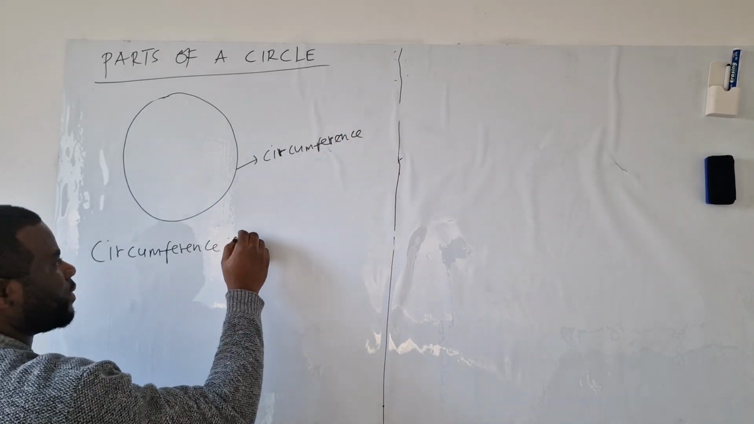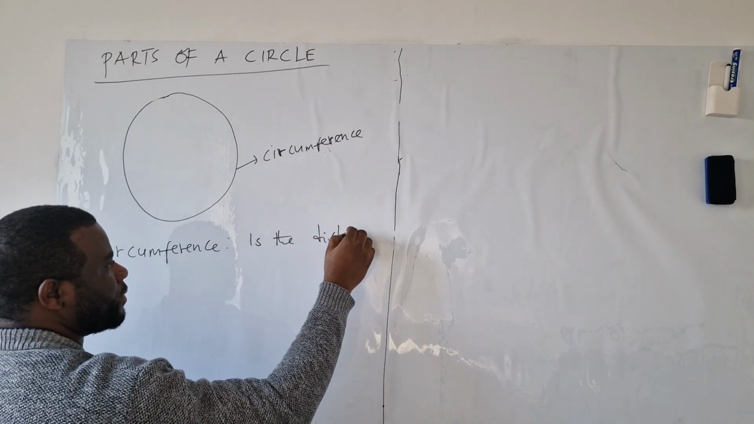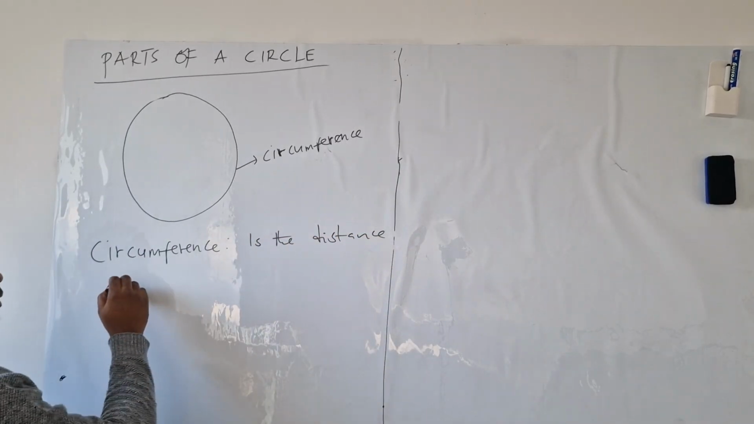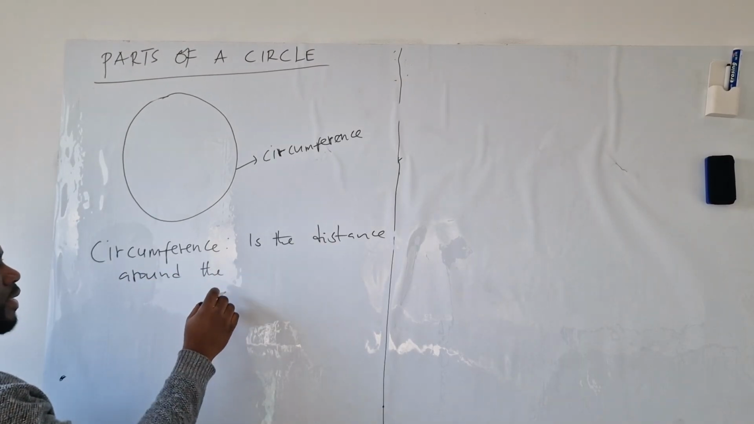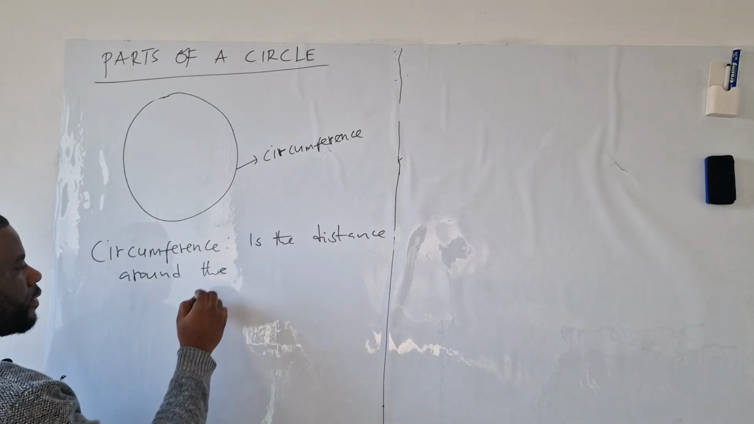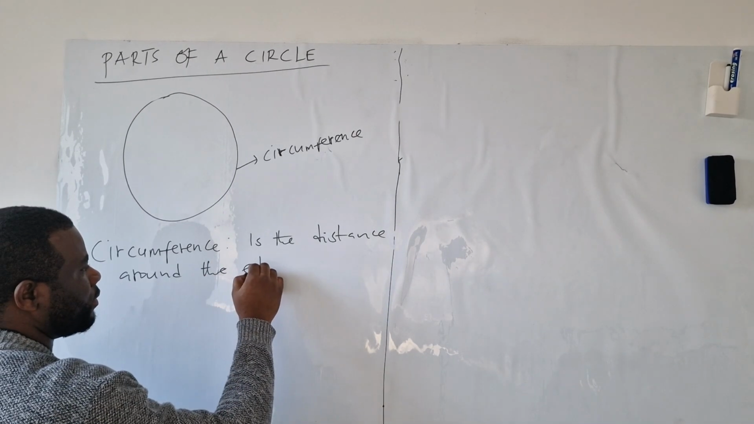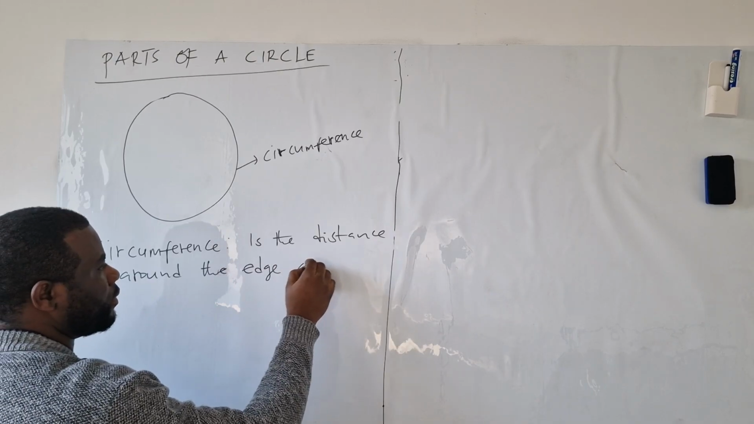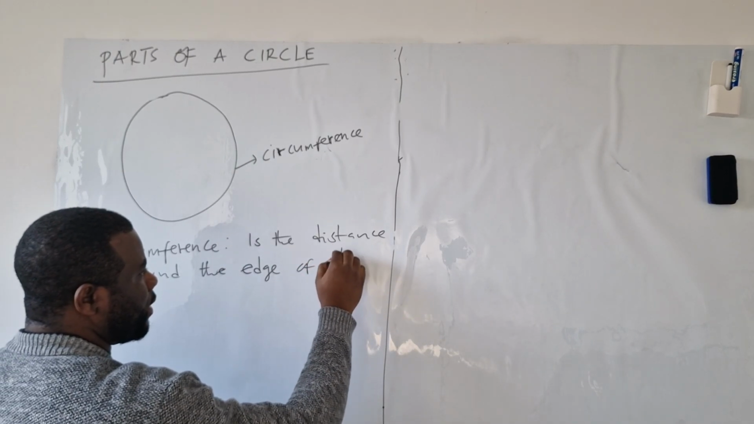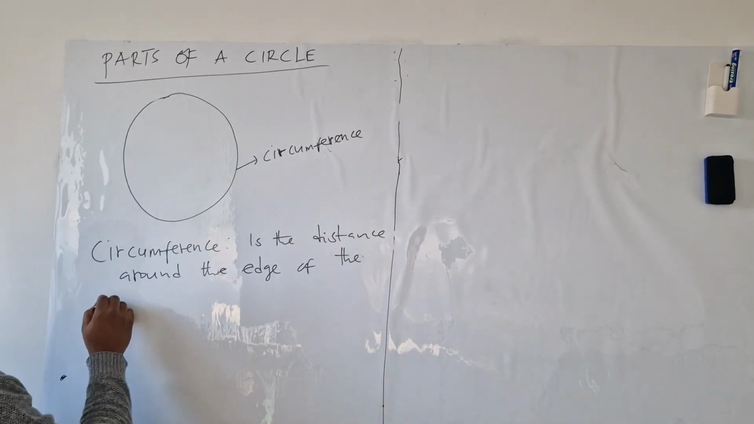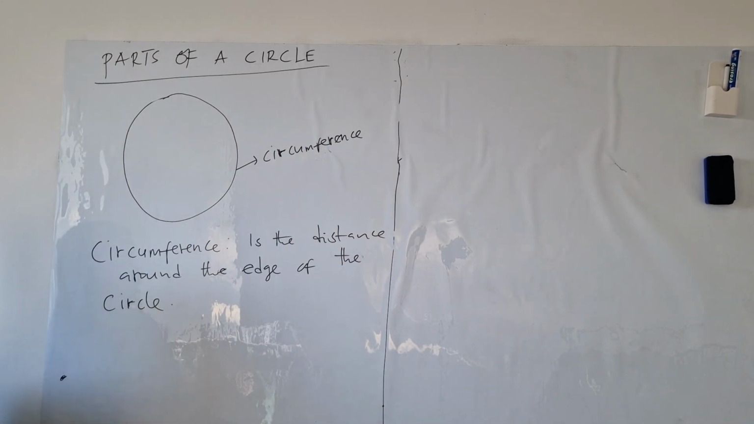So circumference is the distance around the edge of the circle. So that's circumference of a circle.